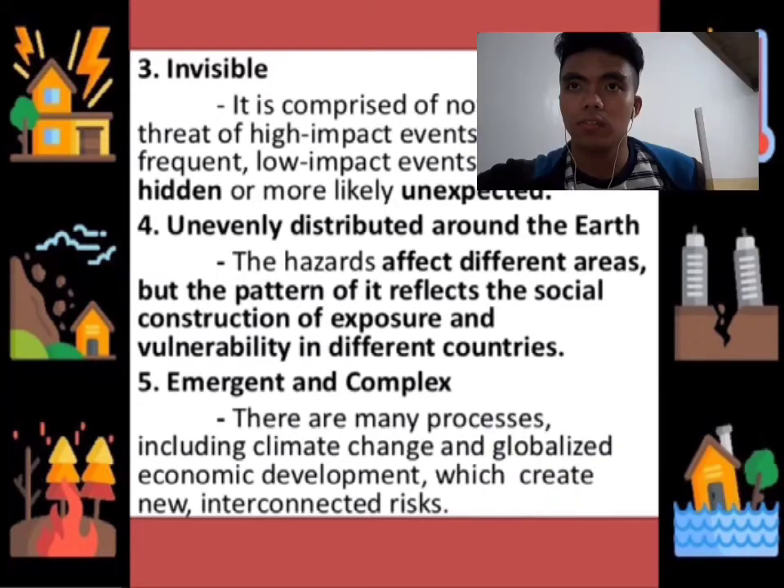The fifth one is emergent and complex. There are many processes, including climate change and globalized economic development, which create new interconnected risks. Developments such as technological, economical, or any other type always pose a risk to us humans.